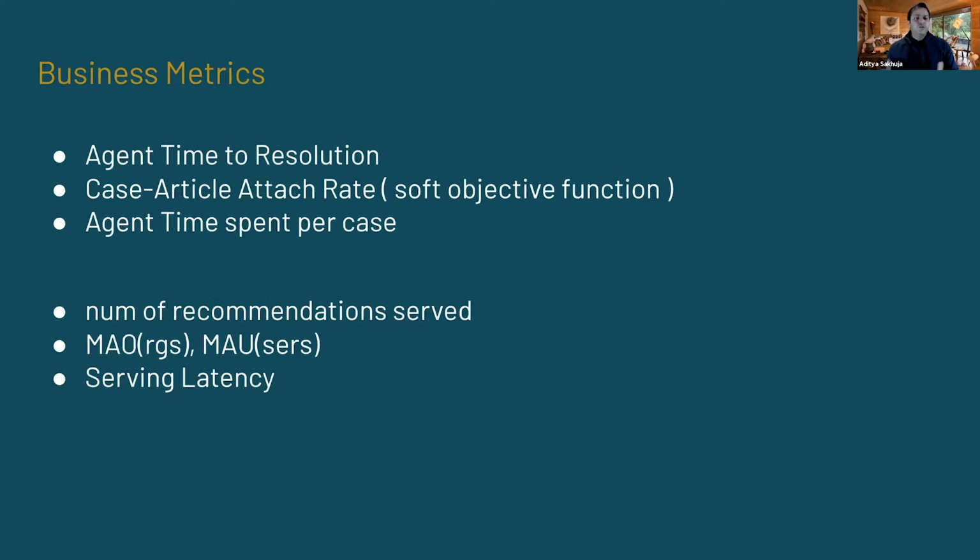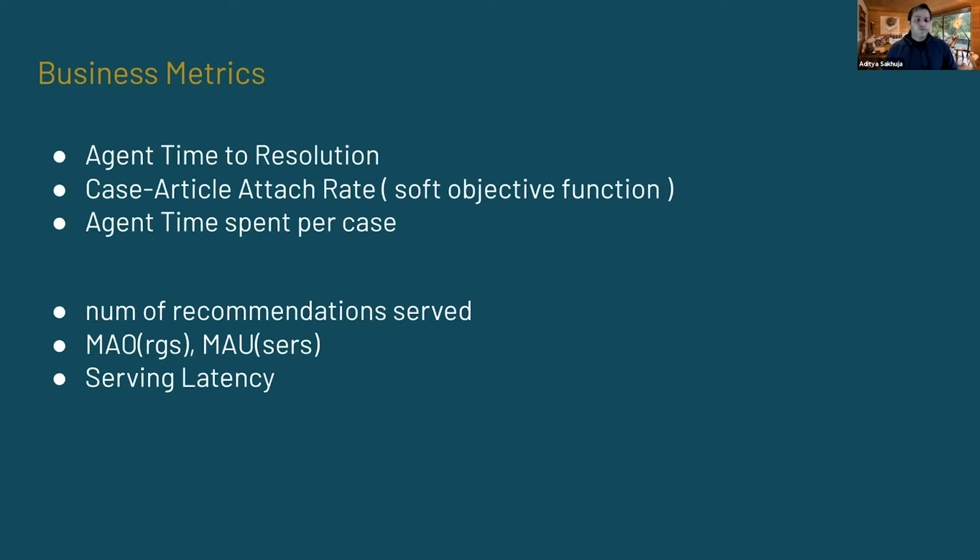First of all, what are the business metrics we are trying to improve? That should be talked about before we start talking about the approach. The first one is we want to reduce the time to resolution for the agent. The faster they are able to resolve a case, the sooner they can go on to solve the next one. At the same time, customer satisfaction goes up. So that's the key business metric.